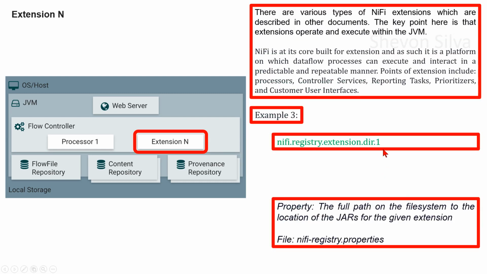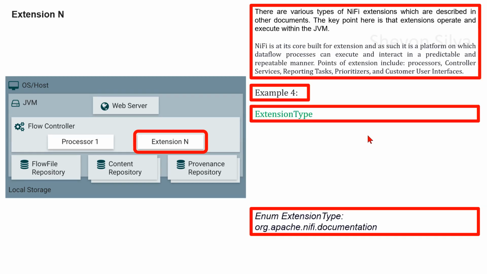As example 3, we can consider this property in the nifi-registry.properties file. This is nifi.registry.extension.dir.1, the full path on the file system to the location of the jars for the given extension. As example 4, we can consider the enum ExtensionType. This is in the package org.apache.nifi.documentation.